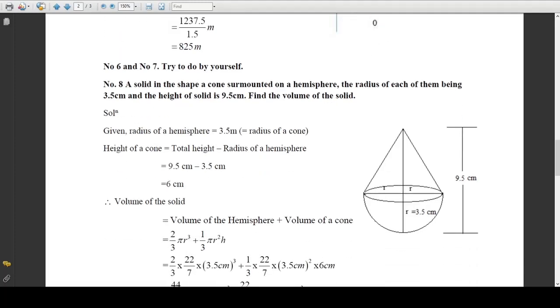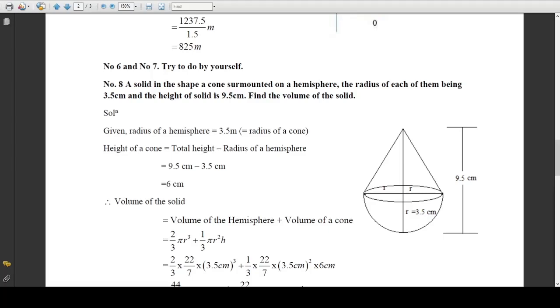Now to find the volume of the solid, here we have got the radius of the cone and the radius of the hemisphere. Then the volume of the cone is how much? Volume of cone will be 1 by 3 pi r square h. You need the height and the radius. And the volume of the hemisphere will be 2 by 3 pi r cubed. You need only the radius.